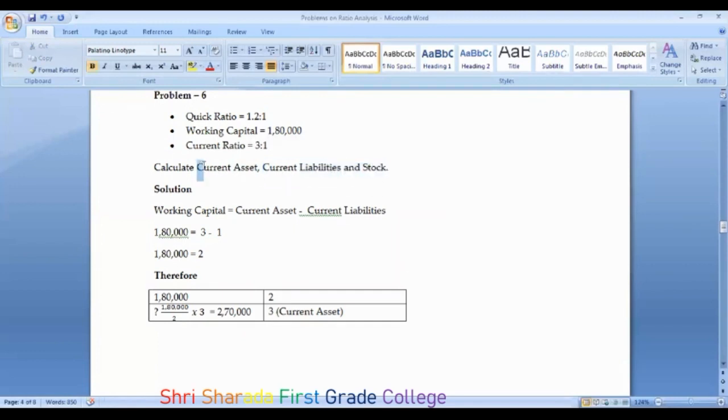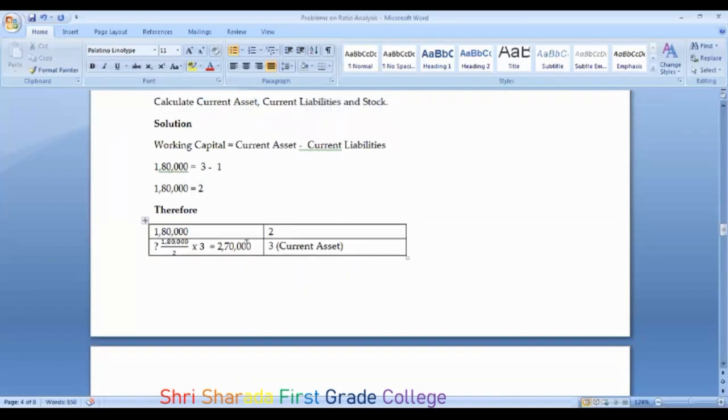We have already calculated the current assets. You know how to calculate when the working capital is given. So working capital is equal to current assets minus current liability. So 1,80,000 stands for the ratio 2. You have to find out, as the current ratio is given, the current ratio 3 minus 1. So what will be the value? The same value. For 2, 1,80,000. For 3, you have to find out what the current assets are.